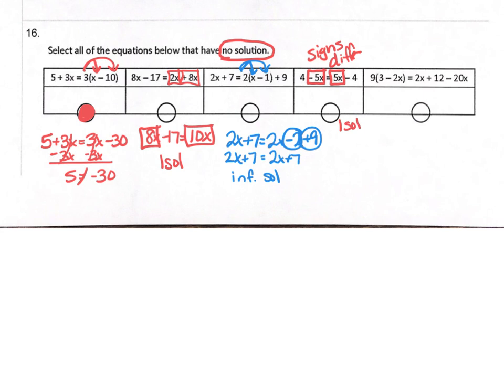Then our last one here, I'm going to use distributive property to get 27 minus 18x equals, we have like terms on the right side, 2x minus 20x is negative 18x plus 12. So we end up, if we continue solving, although we could tell already that our x terms are the same, so our numbers are not the same, and we will have no solution.